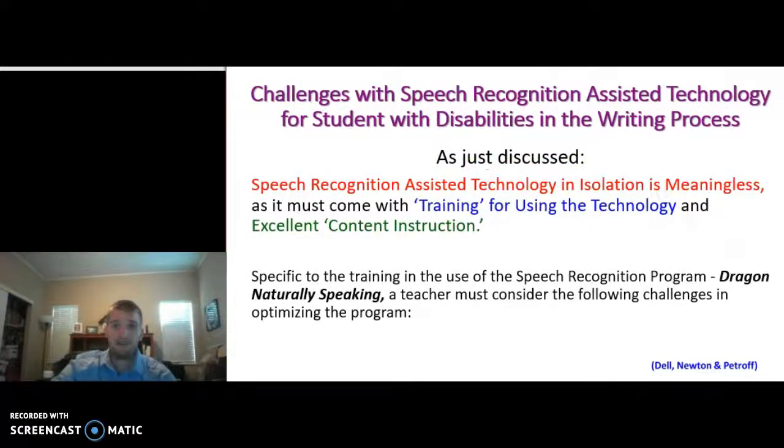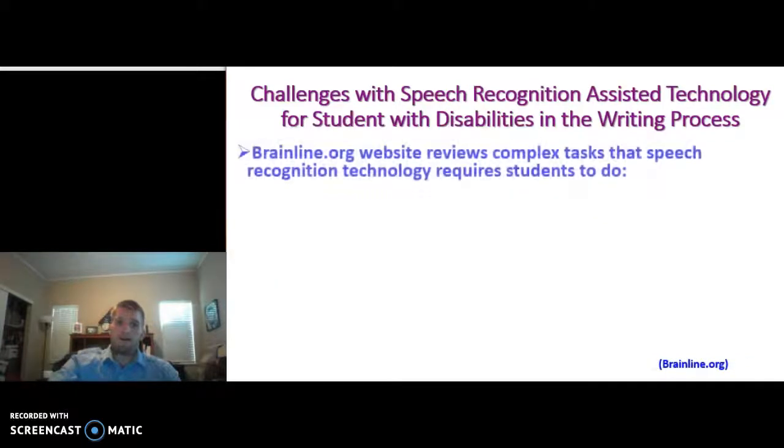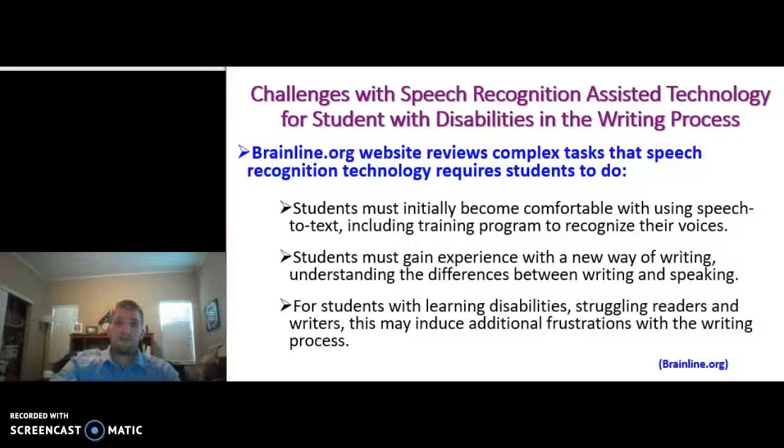As just discussed, it comes with training for using the technology and excellent content instruction, as well as students must initially be comfortable with using speech to text, including training to recognize their voices. Students must gain experience with a new way of writing, understanding the differences between writing and speaking. For students with learning disabilities, struggling readers and writers, this may introduce additional frustrations with the writing process.